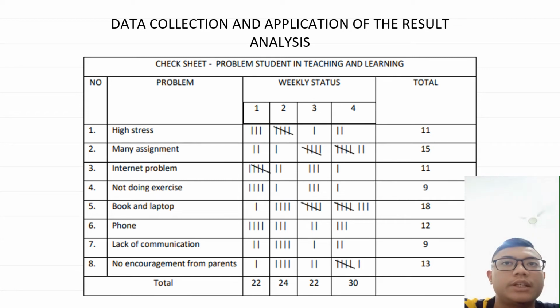I will continue the slide with data collection and application of the result analysis. From the slide, you can see we are using a check sheet diagram to collect the data about problems students have in teaching and learning. As you can see, we have identified 8 problems, which are high stress, many assignments, internet problem, not doing exercise, book and laptop, phone, lack of communication, and no encouragement from parents, and we took data for about 4 weeks.